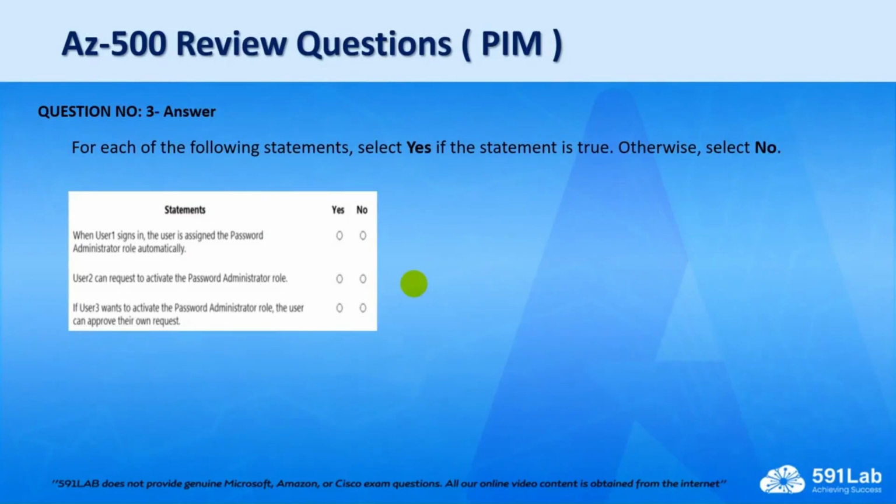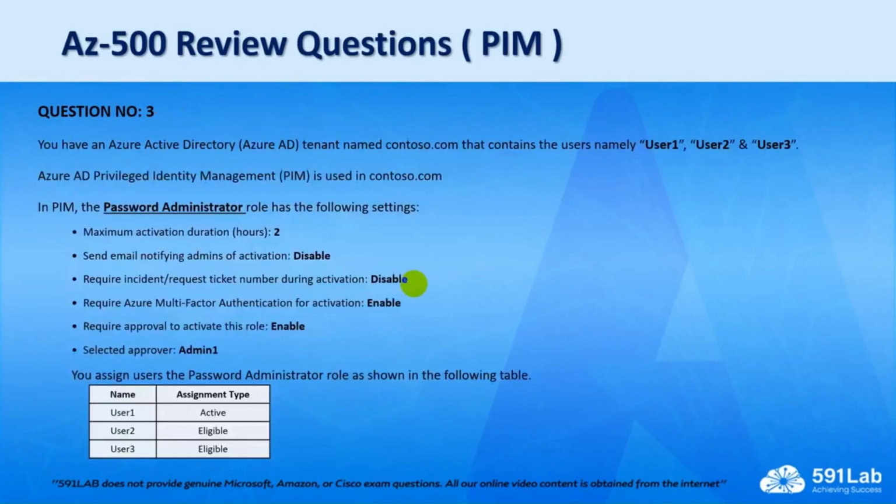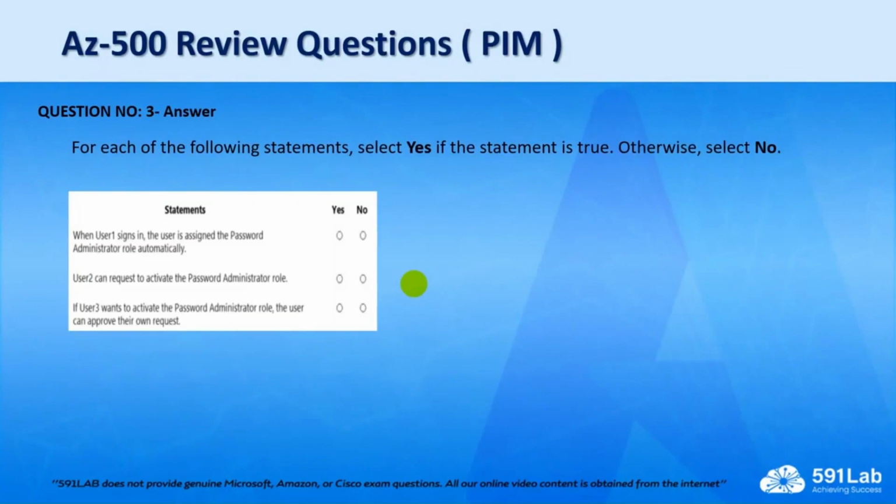Okay. Then user 2 can request to activate the password administrator role. Look at user 2. Okay, user 2 is eligible, and yes, if it is eligible, then user 2 can request the activation. So the statement says user 2 can request to activate the password administrator role, and the answer should be yes. Okay, that's fine. Let's move to the next option. It says if user 3 wants to activate the password administrator role, the user can approve their own request.